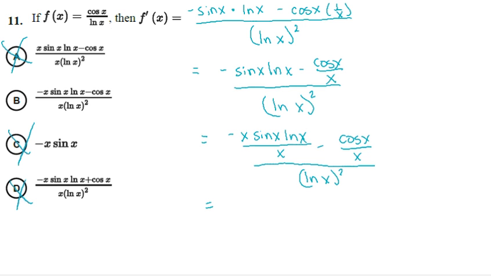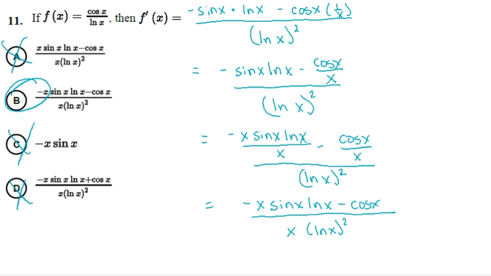And now that we have a common denominator in our numerator, we can push that common denominator down and just be left with a one-line function in our overall big numerator. So we can write this as negative x sine x log x minus cosine x, all of that divided by x, log x squared. And indeed, that is our answer choice B.